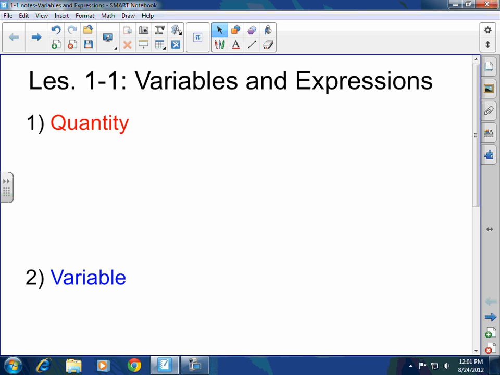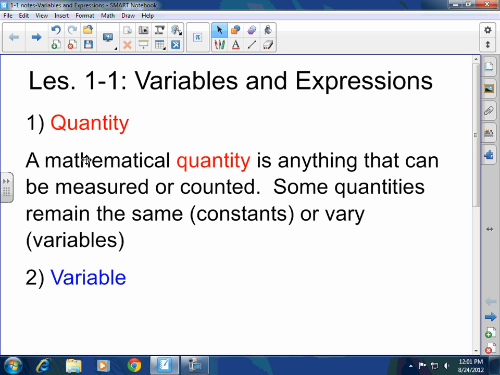So a quantity. Let's talk about what a quantity is. A mathematical quantity is anything that can be measured or counted. If you can measure it or count it, it's a quantity. When you get a big bag of rice, there's a quantity of rice in there because you could count all the individual grains. There is a quantity of chairs in this classroom because you can count them all. There is a quantity of students in this school, okay, because you can count them all. Your height is a quantity because you can measure your height. So anything that can be measured or counted is a quantity.